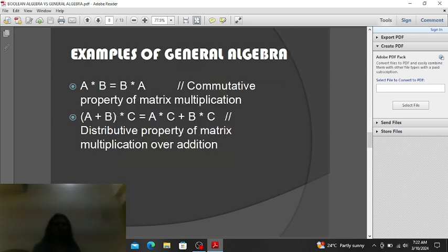Here are some examples we can see in the slide for general algebra. The first one is the commutative property of matrix multiplication, which is A into B is equal to B into A. And the second example is (A plus B) into C is equal to A into C plus B into C. Here it's the distributive property of matrix multiplication over addition.